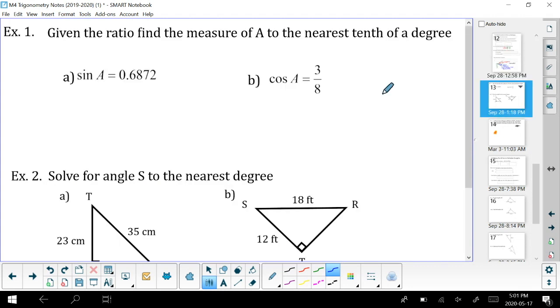Let's work through a couple of examples together. It says, given the ratio, find the measure of A to the nearest tenth of a degree. So we have sine of A is equal to 0.6872 and cosine of A is equal to 3 over 8. Now these look like they might be fairly difficult questions, but really it is just asking you, what is the angle measure that's related to this ratio? So I'm looking at some sort of angle from a triangle. I don't know exactly what it looks like. I don't know what the side lengths are.